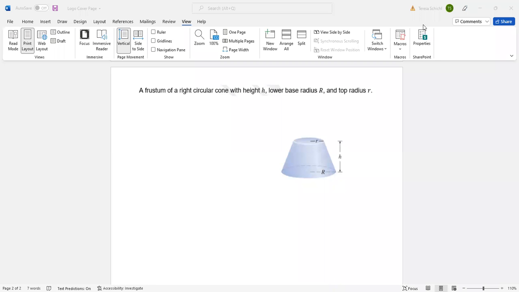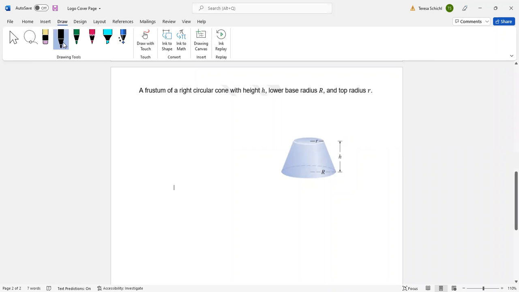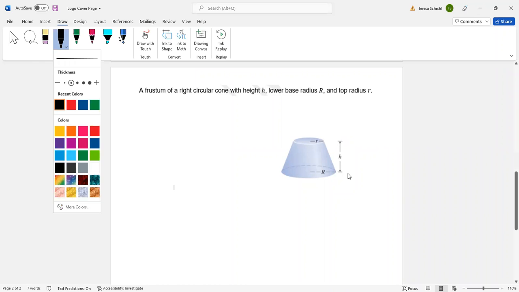This frustum is part of a right circular cone with height h, lower base radius uppercase R, and top base radius lowercase r. I want to find the volume of this frustum. Like we talked before, the key is to place the x-axis and the y-axis, and then we can see how we are going to do the cross sections.